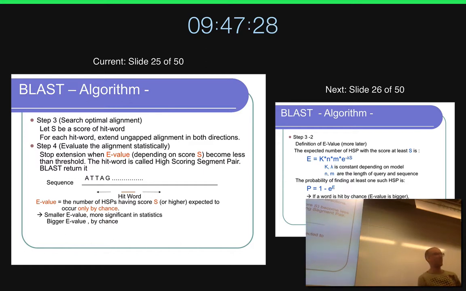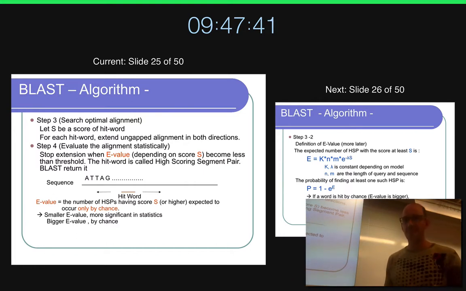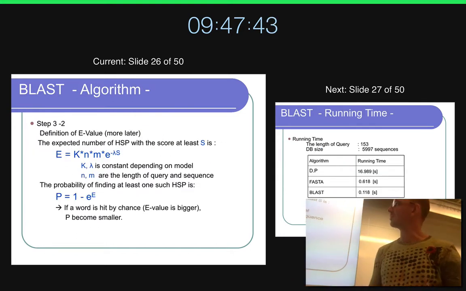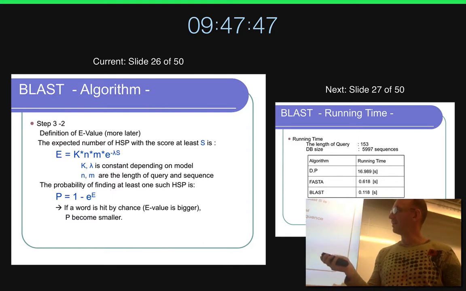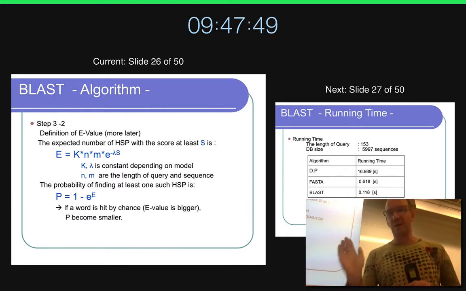But if it's an E value of 1, it means that on one try, given this data size, I'm supposed to find it once. So it also depends on how many tests you do, but I'll get back to that. Basically, the format looks like that, but I'll talk more later. Sometimes I talk about a p-value, which is another measure, but I'll get back to this later.